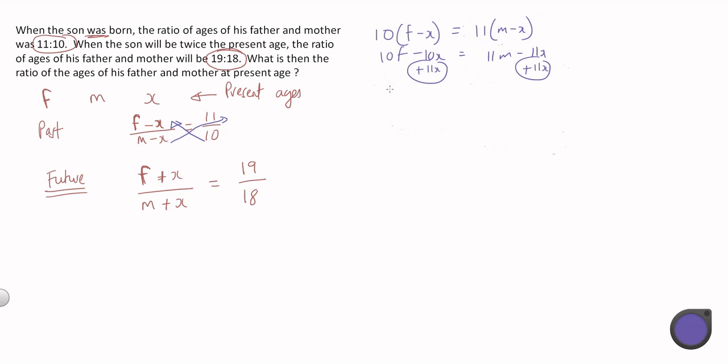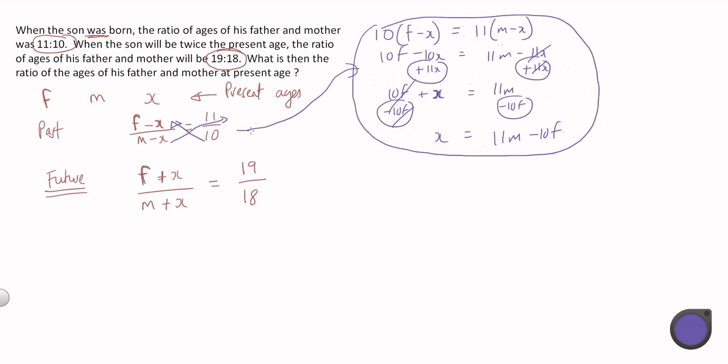That leaves me with 10f. Right, minus 10x plus 11x is just 1x. 11m stays where it is and these cancel. I want x by itself to be the subject of the formula, so take away 10f. Obviously the same on the other side. So that gives me x is equal to 11m take away 10f. So that's the manipulation I've done over here, all of this.